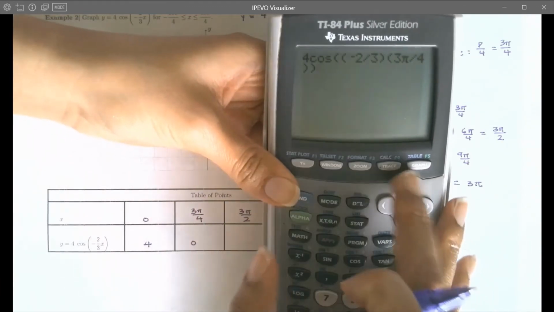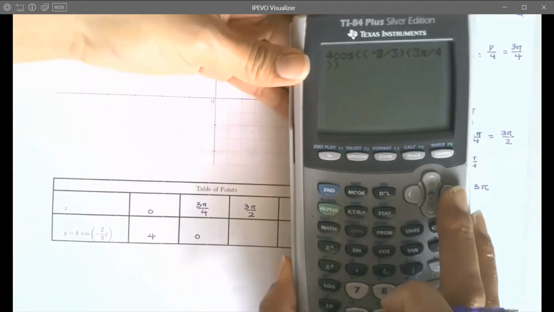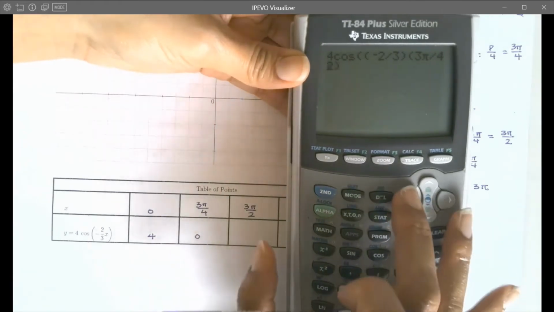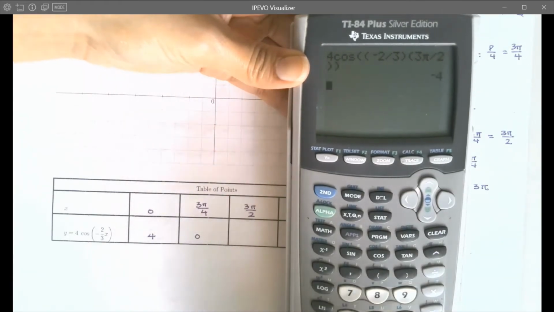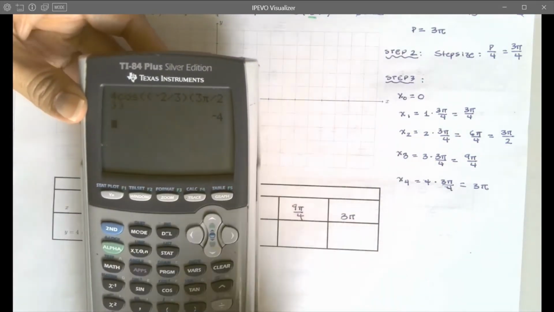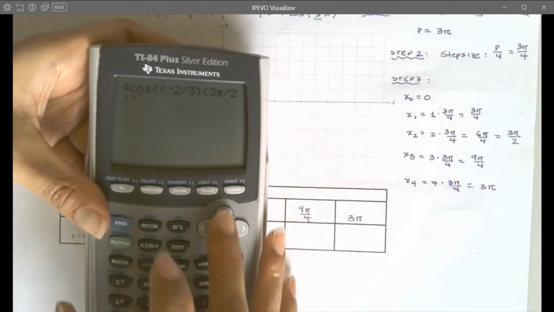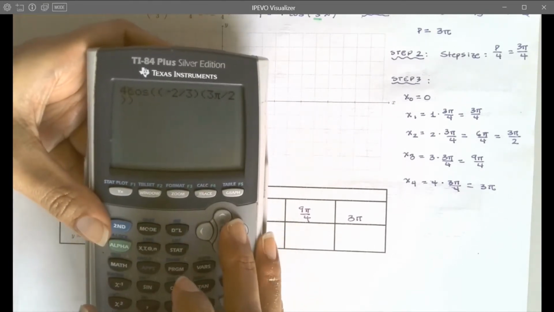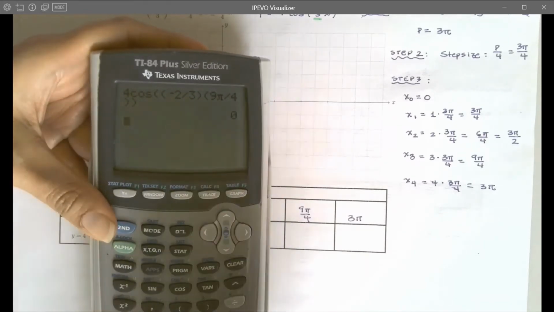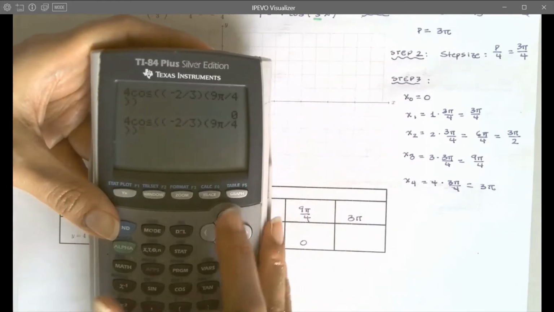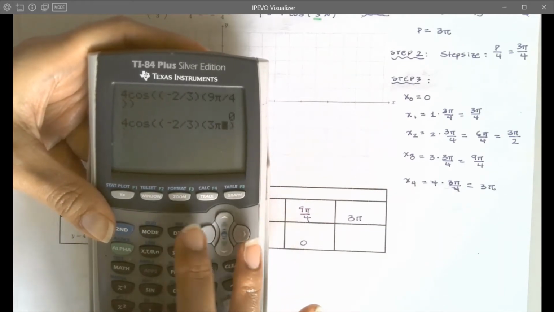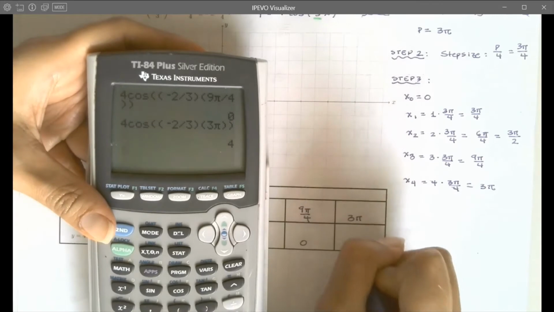Okay, repeat it. But now it's 3 pi over 2 for the next value. So instead of having 3 pi over 4, we'll have 3 pi over 2. We get negative 4. Okay, then the next one is 9 pi over 4. Okay, so I've got 9 pi over 4. That gives us a 0. And finally, we're just going to have 3 pi. So I'll change this to 3. And we get a 4.